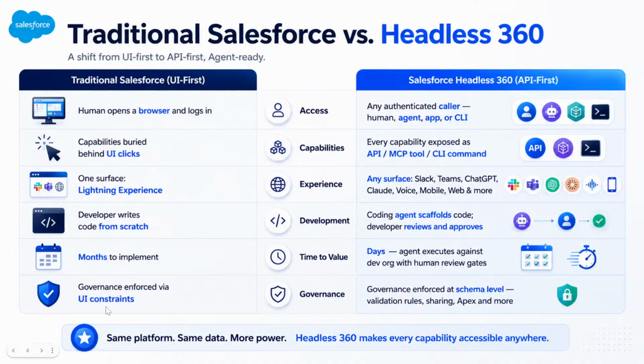Governance enforced via UI constraints, governance enforced at schema level. Those who are familiar with Salesforce would understand that we had some governance that we could enforce through the user interface as well. Now most of the governance needs to be controlled at a schema level, so which validations, sharings, etc. Your code should control things at a schema level, more at a server level rather than on a client side of it.